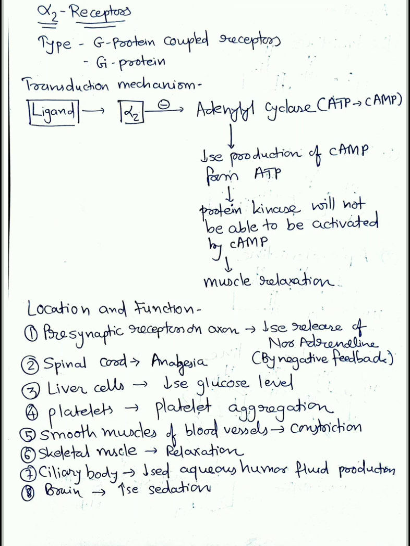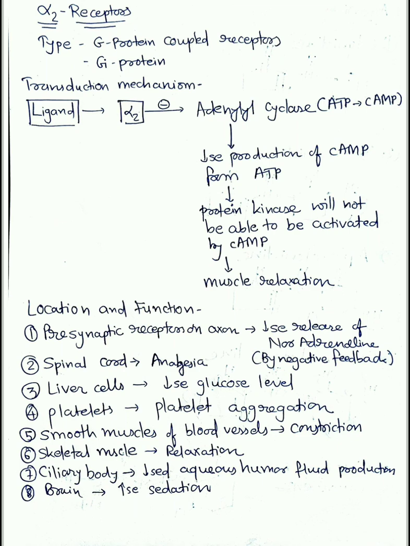Platelet aggregation. Smooth muscles of blood vessel, constriction. Okay, remember constriction. Skeletal muscle, they produce relaxation. Okay, as I've explained in the transduction mechanism, muscle relaxation. Ciliary body, decrease aqueous humor fluid production, and brain, increase sedation.